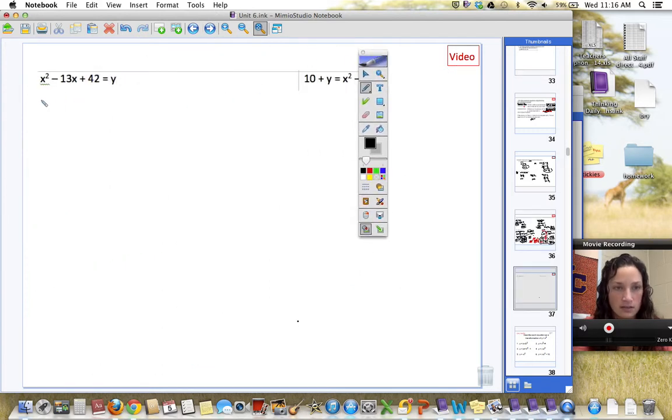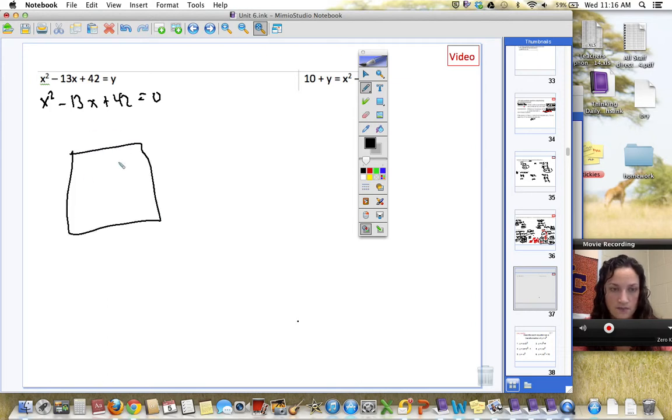Okay, so again, x squared minus 13x plus 42 equals 0. I can't pull out an x because all of my terms don't have an x. This is where I'm going to do this little box thing again. So then I want x squared here and a positive 42 here. So this is going to again be x times x.